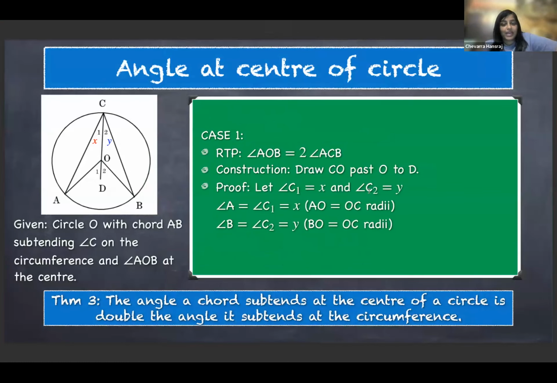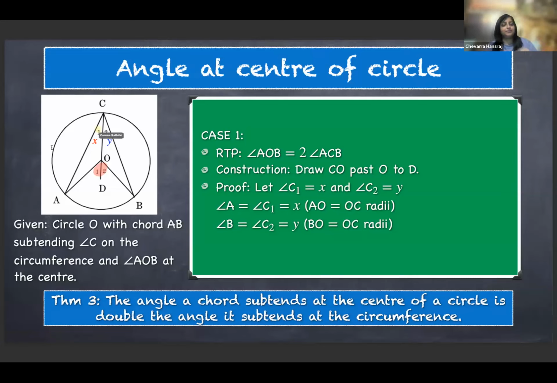So the first theorem that we have there would be that the angle a chord subtends at the center of a circle is double the angle it subtends at the circumference. So we have to break that down, obviously. We've got the angle that a chord subtends at the center of a circle. So we've got that angle AOB. All right, so we've got that. And that is going to be double the angle that it subtends at the circumference.